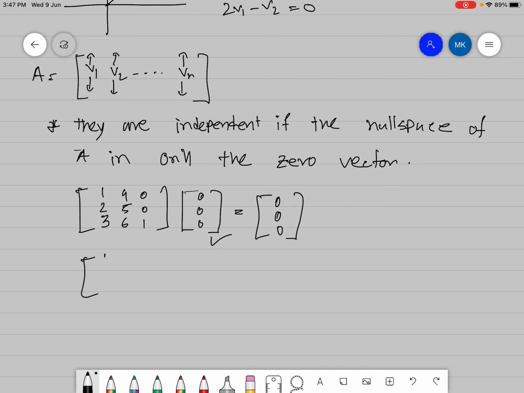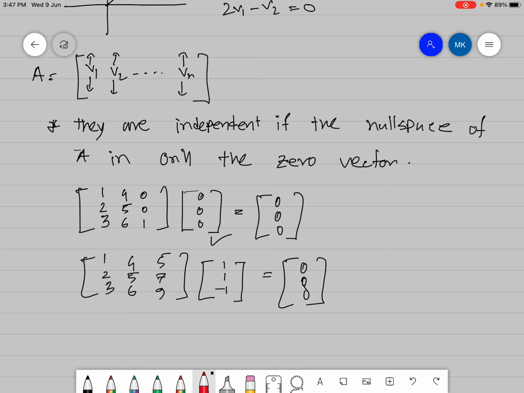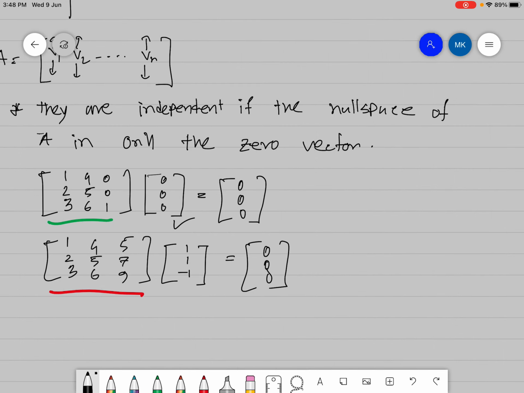Okay, there are no other combinations other than this one. But if you take 1 2 3, 4 5 6, then let's say 5 7 9, then if you take 1, 1 and a negative 1, you will get 0 0 0. So in this case the columns here are not independent, but in the previous case these columns are independent. Okay, so in that case the rank of the matrix is equal to the number of columns.